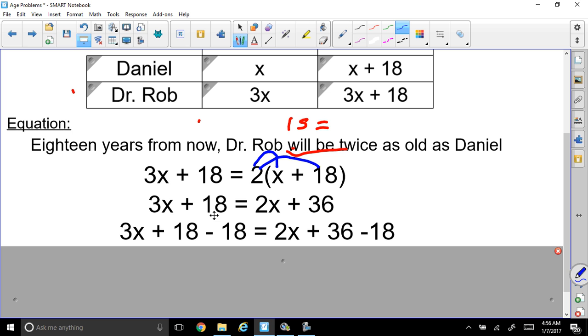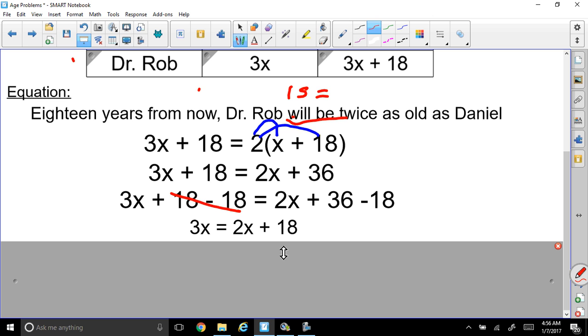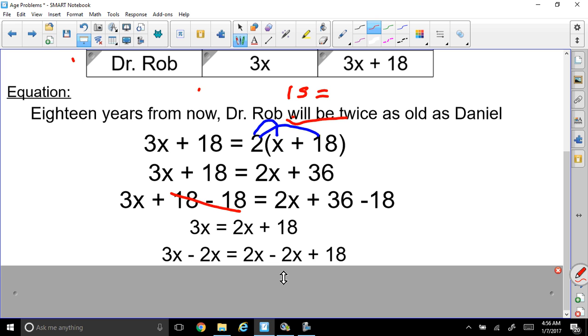What that does is it allows me to get rid of the 18s. I'm going to subtract 36 minus 18, and that'll be nice on the other side, leaving me with the 3x on this side and 2x, and 36 minus 18 is 18. So now I have to do a little more transposition and get the 2x on that side. So let's get that over there. So we'll subtract 2x from both sides.